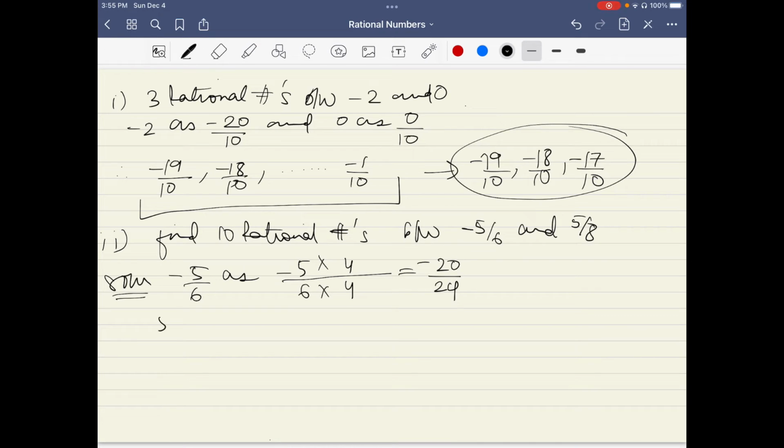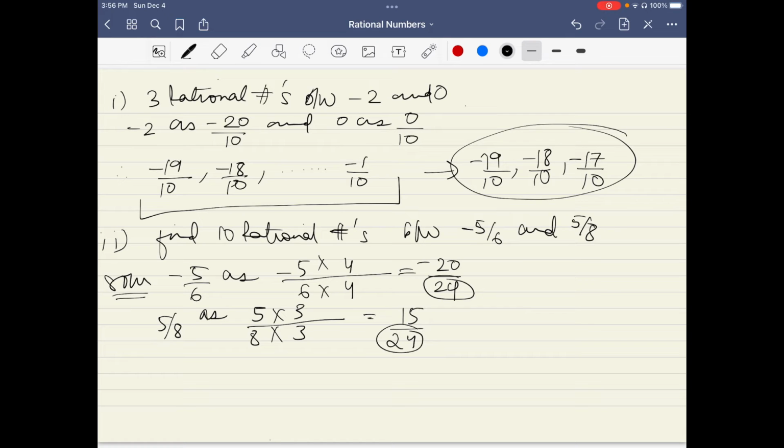And similarly, we can write 5 over 8 by multiplying by 3, which will be 15 over 24. Now we see that the denominator is the same for both of them. And now, just to find 10 rational numbers between minus 5 over 6 and 5 over 8, we can just find 10 rational numbers between minus 20 over 24 and 15 over 24, since they have a common denominator.